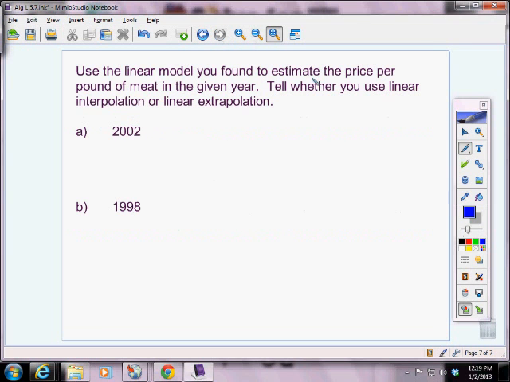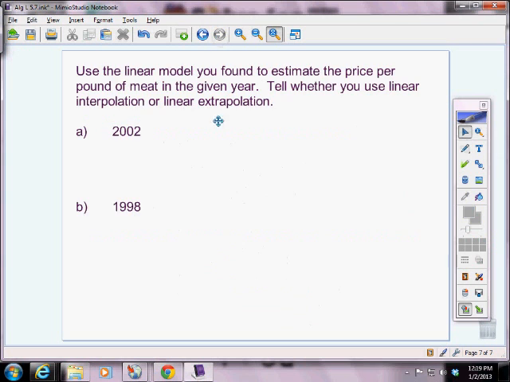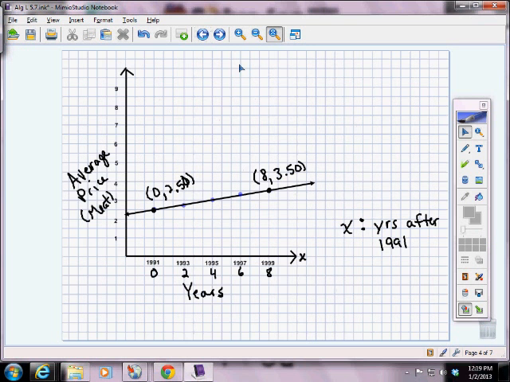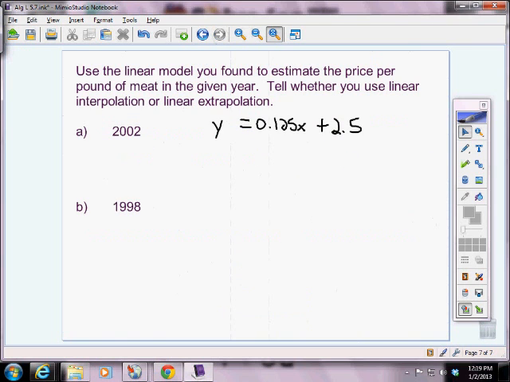It says use a linear model you found to estimate the price per pound of meat in the given year. Okay, remember our model was right here: y equals 0.125x plus 2.5. Let me copy that. Okay, so here's our model, and we're just going to estimate the price. Remember, our x represents the years after 1991. So if we're talking about 2002, we're talking about 11 years after 1991.